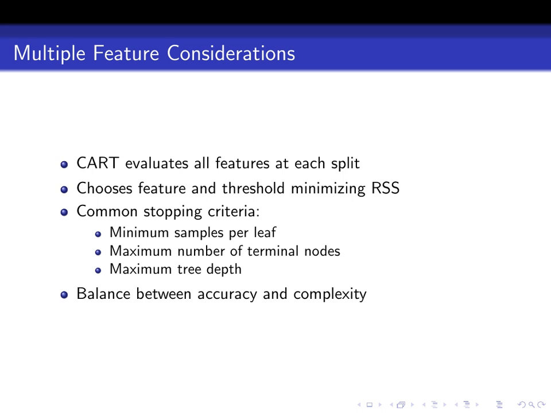When working with multiple features, things get more interesting. The CART algorithm evaluates all features at each split point. It chooses the feature threshold combination that minimizes RSS. We need to consider several stopping criteria, such as minimum samples per leaf. Additional criteria include maximum terminal nodes and maximum tree depth. This helps us maintain a balance between model accuracy and complexity.